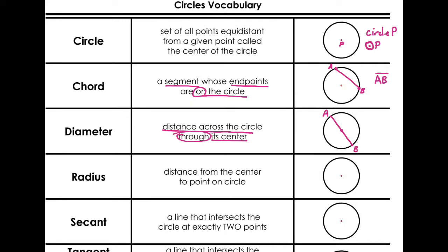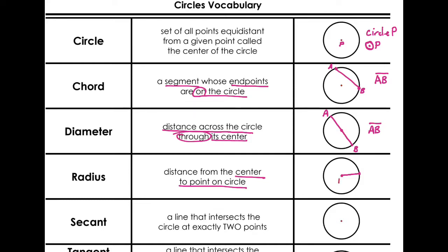And we name it the same way we name a chord. So we can just use 2 letters and a line segment across the top. So hopefully you also are familiar with the word radius. It's the distance from the center to a point on the circle. So now we're starting at the center and going to a point on the circle.